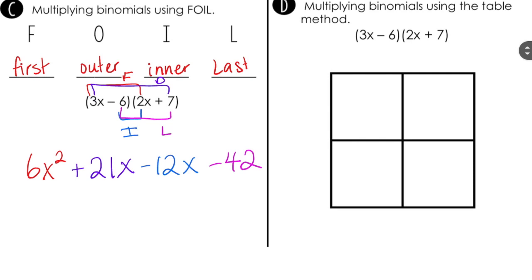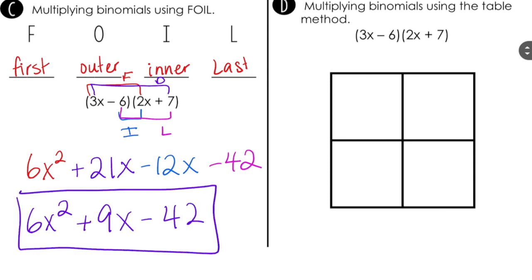So now all we have to do after this is combine our like terms, which goes into what we were doing in the first lesson, which would just be combining our like terms and writing our answer in standard form. So my like terms are the 21x and the negative 12x. So our final answer, when you combine those, you'll have 6x to the second power, and then plus 9x minus 42.